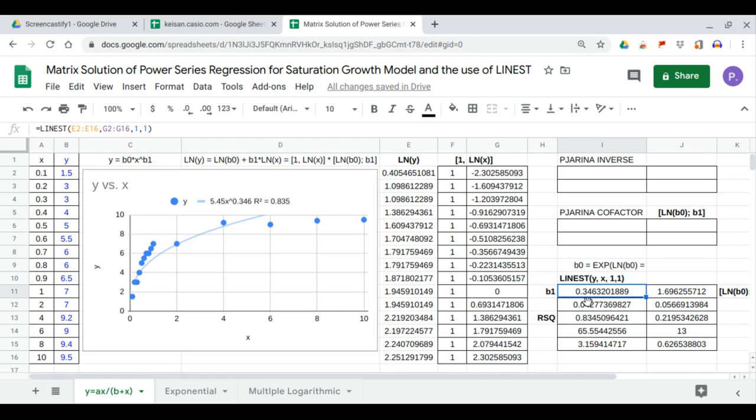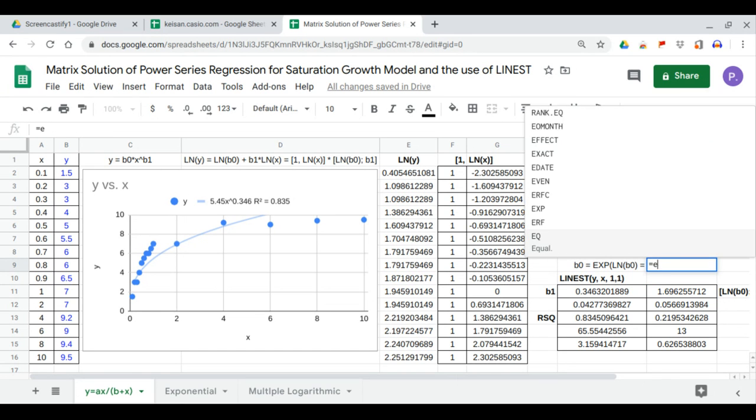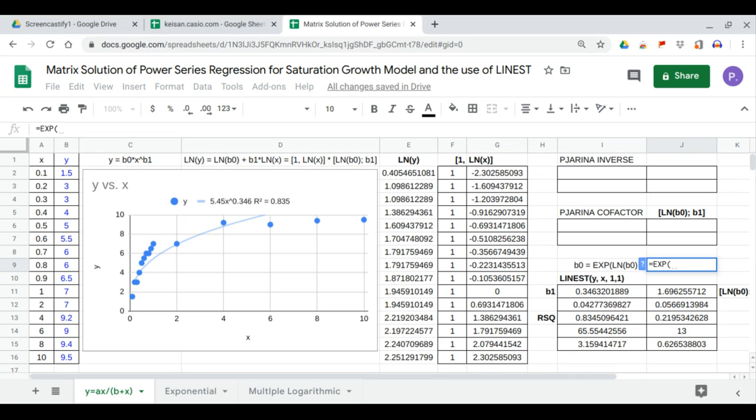Our b1, 0.34632, matches our b1 here in the equation, 0.346. Our b0, it's not b0, but it's ln b0. So we have to calculate the b0 using exponent of ln b0. That's 5.45, matches our equation in the chart.